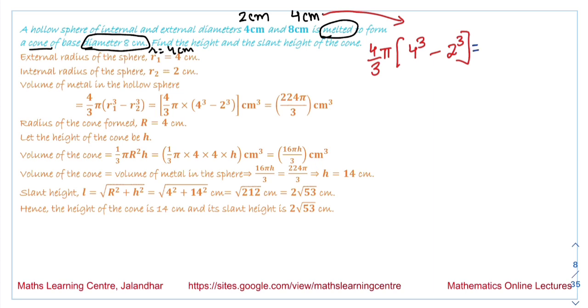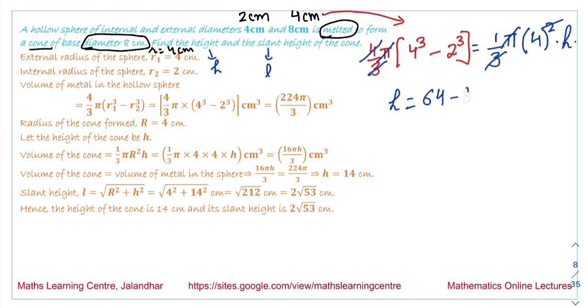and this value should be equal to the volume of the cone. Suppose the height of the cone is h, and the slant height is L. The radius we have is 4. So the formula for the volume of cone is 1 by 3 pi r square, means 4 square into h. So this pi gets cancelled, this 3 gets cancelled, and this 4 gets cancelled over here. So the value of h is equal to 64 minus 8 upon 4, and the answer comes out to be 14 centimeters.